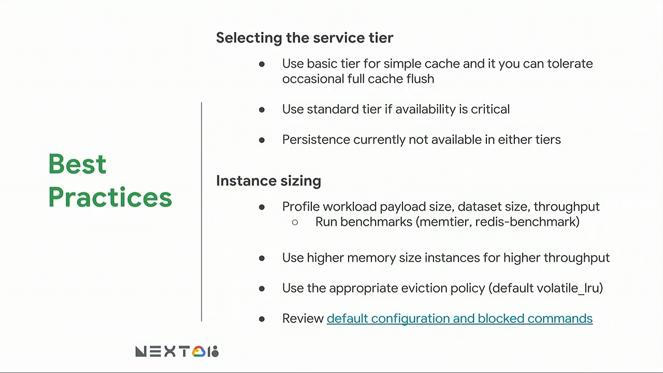So from a best practice perspective, like I said, you have the options. If you're using it as a simple cache, basic tier will definitely work for you. One thing I would note is that with basic tier, we do have regular maintenance that happens on a quarterly basis, or whenever we have to apply critical patches. If you're using a basic tier, you can experience a full cache flush in events like that. With standard tier, we do a rolling upgrade, so you have higher availability on events like that, because we just apply the patch in a rolling manner.